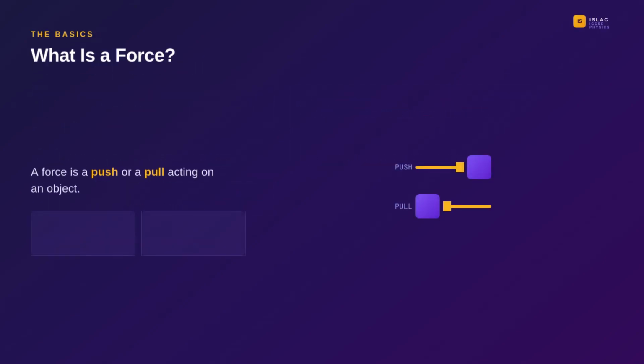So, what actually is a force? Put simply, a force is a push or a pull acting on an object. We measure force in newtons, with the symbol capital N. Crucially, force is a vector quantity, it has both a size and a direction. That's why we always draw forces as arrows. The length of the arrow shows how big the force is, and the way it points shows its direction. Get comfortable with arrows, because we'll use them on every slide from here on.